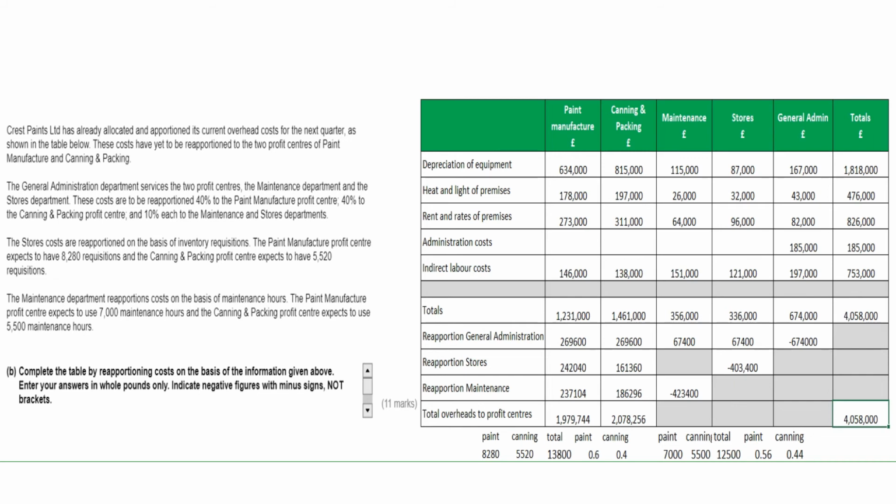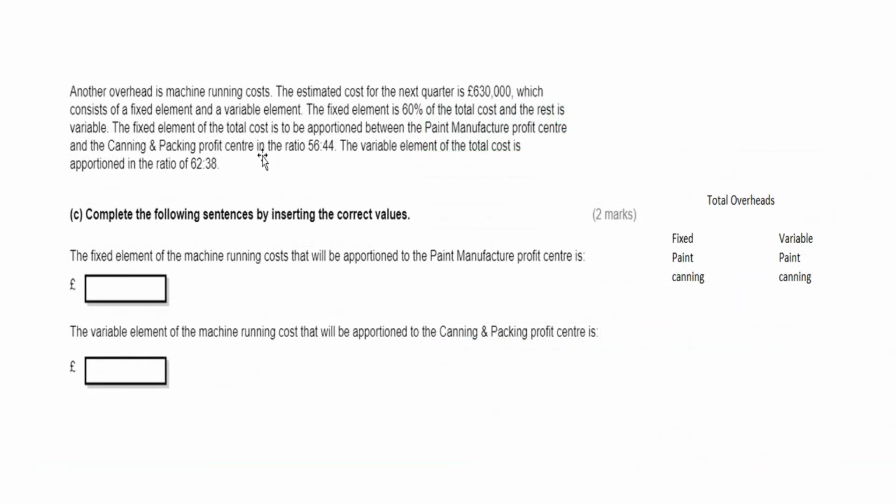Now let's see what comes up in the rest of the questions in the task. Right, so this is part C of task 4. Another overhead is machine running costs. The estimated cost for the next quarter is 630,000, so I mark that straight down as total overhead, 630,000. Which consists of a fixed element and a variable element. The fixed element is 60%, so over here I put 60%, and the variable element will therefore be 40%.